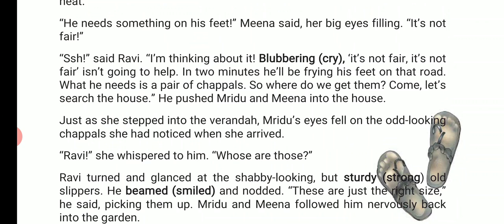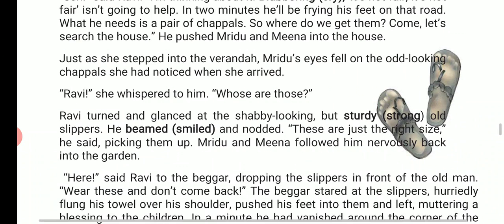Picking up that chappal, Mridu and Meena followed him nervously back into the garden. So Ravi picked up the chappal and all three went to the garden again.